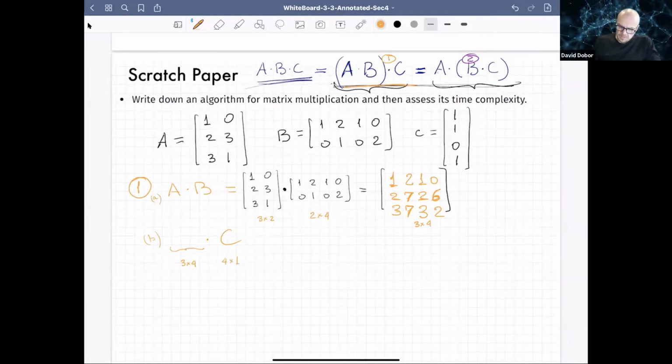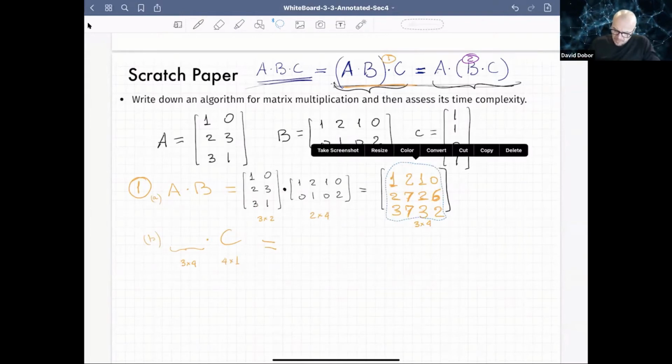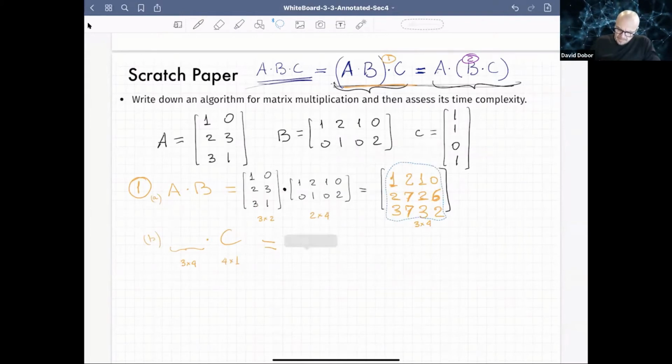Okay, so what's that result? Let's take that. 3 by 1. Exactly. So let me copy that and paste that. That's our matrix 1.